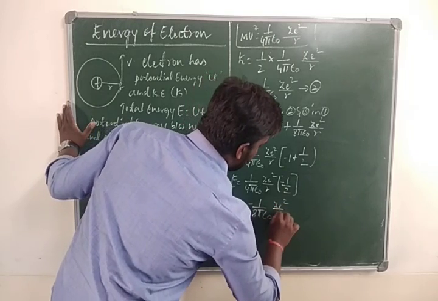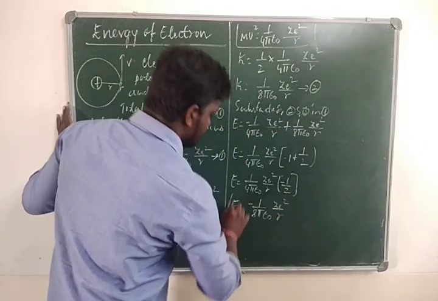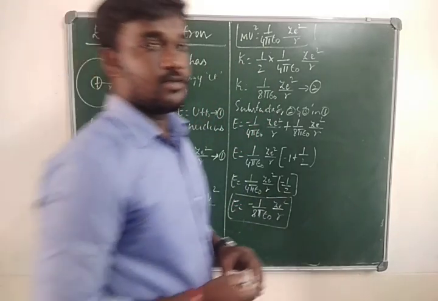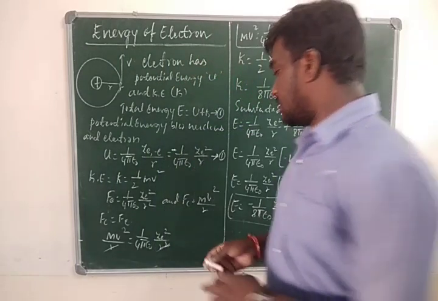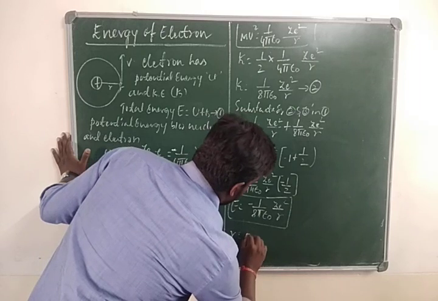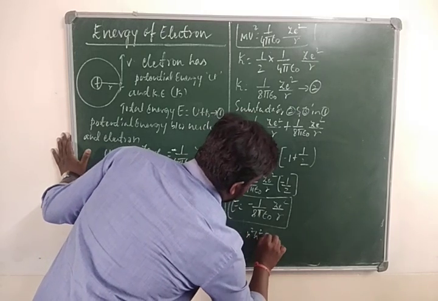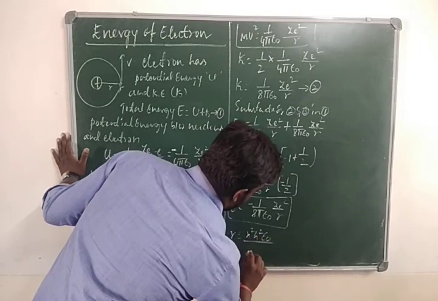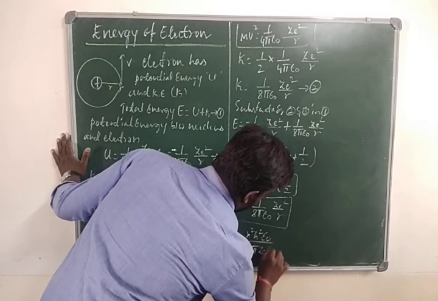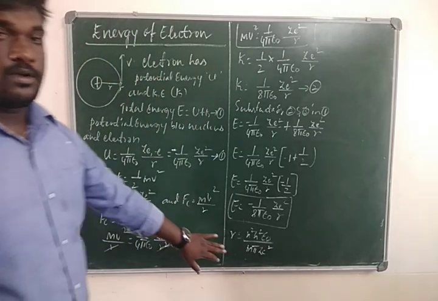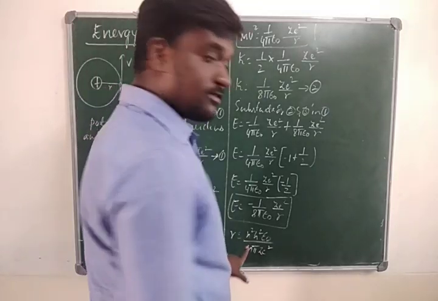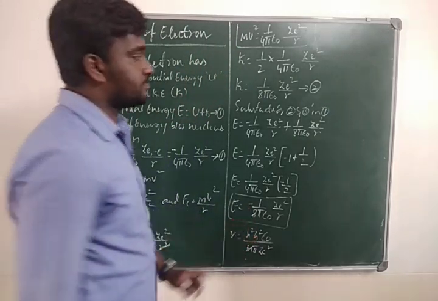Ze square by R. This is the energy, but we know the radius of the electron. Already we derived the radius. Radius is nothing but R is equal to n square h square epsilon naught divided by m pi Ze square. We derived the radius. Substitute that value in this equation.